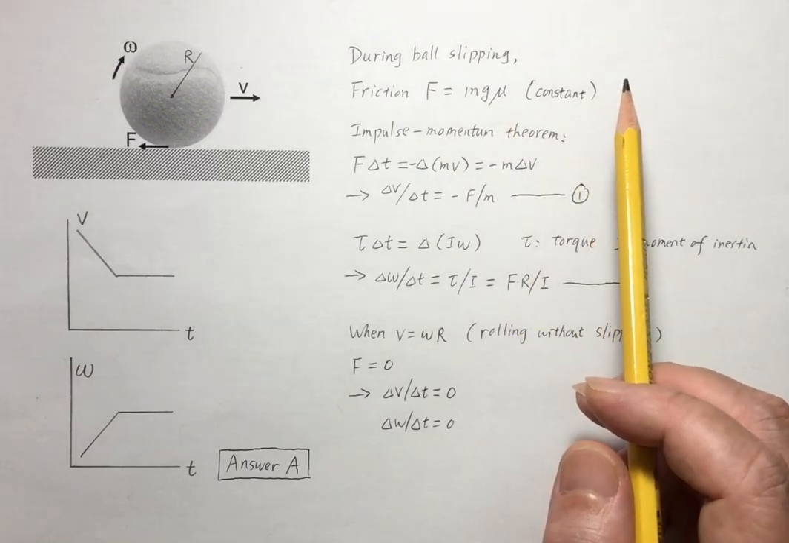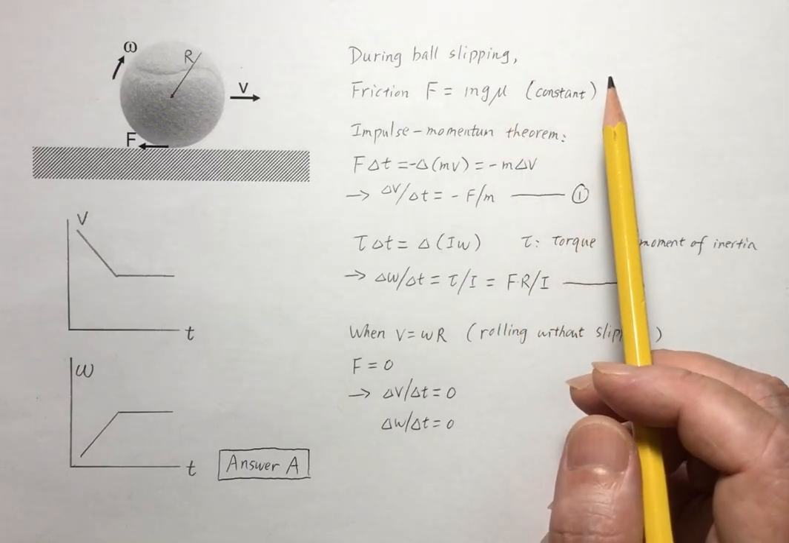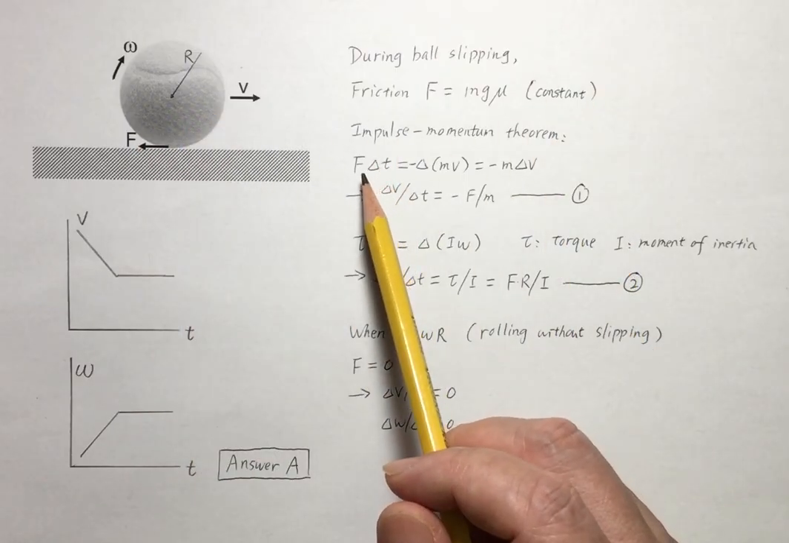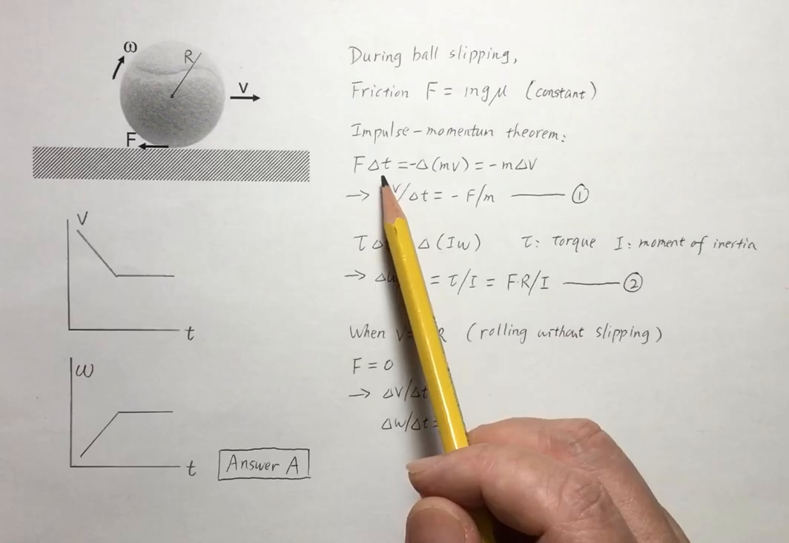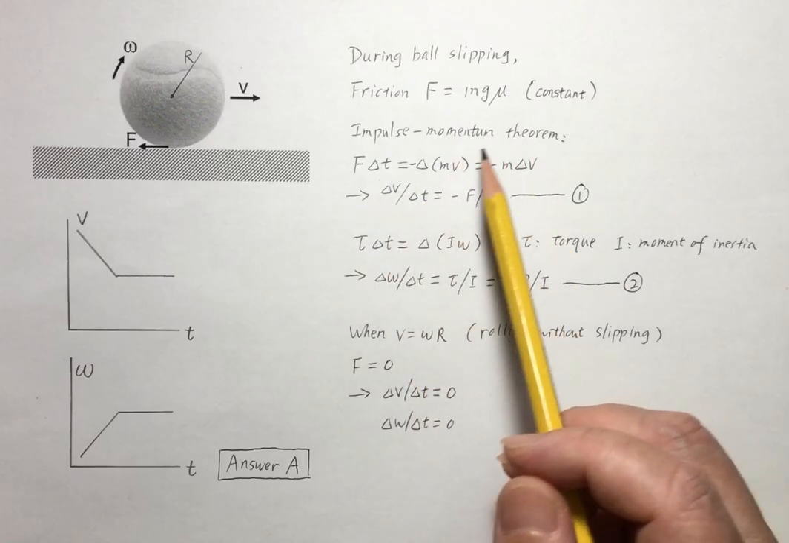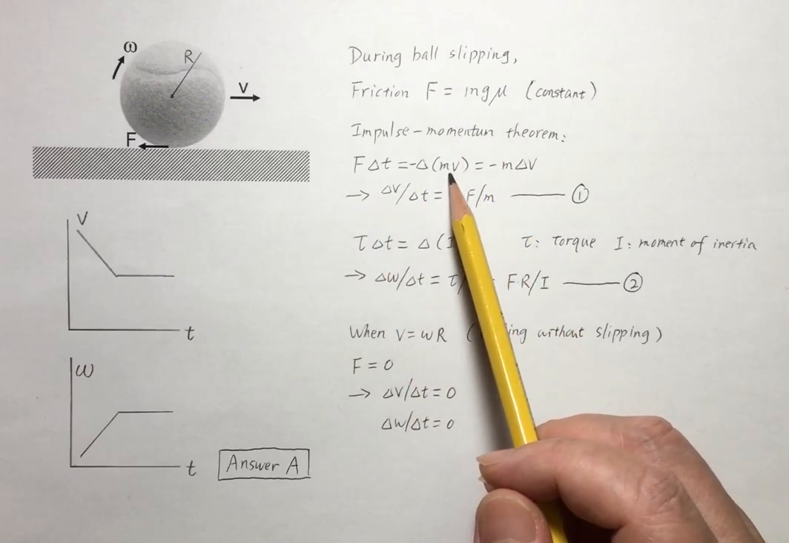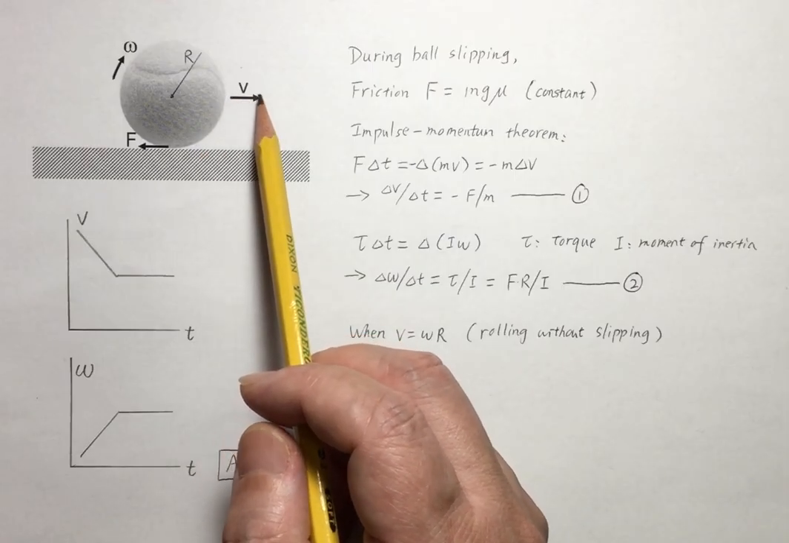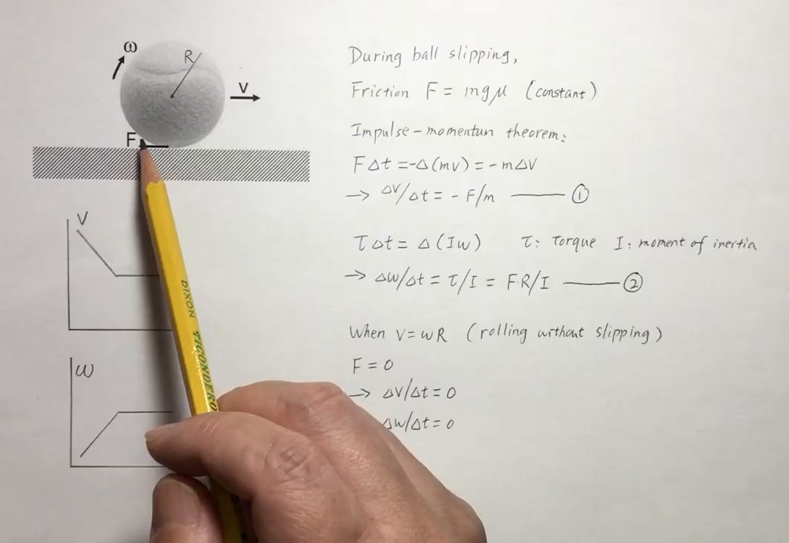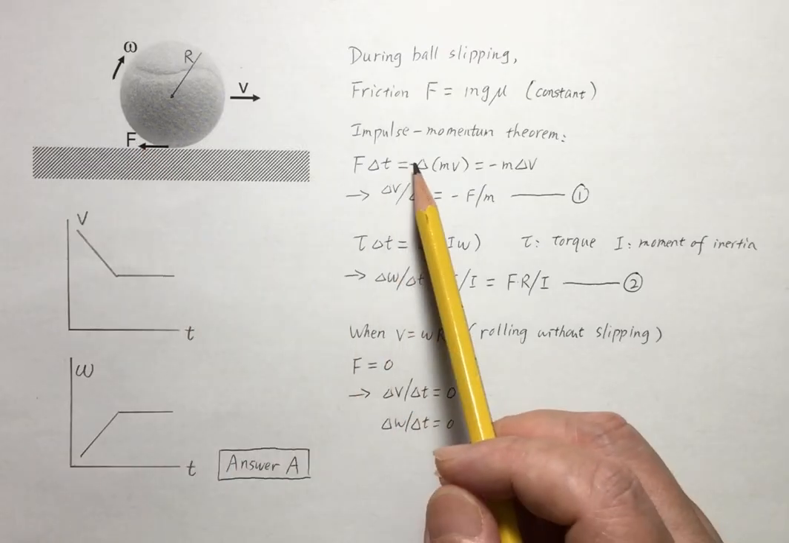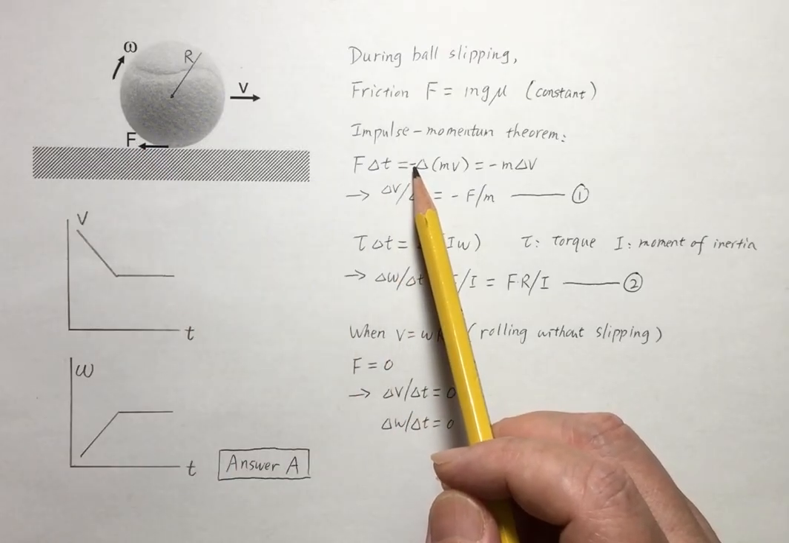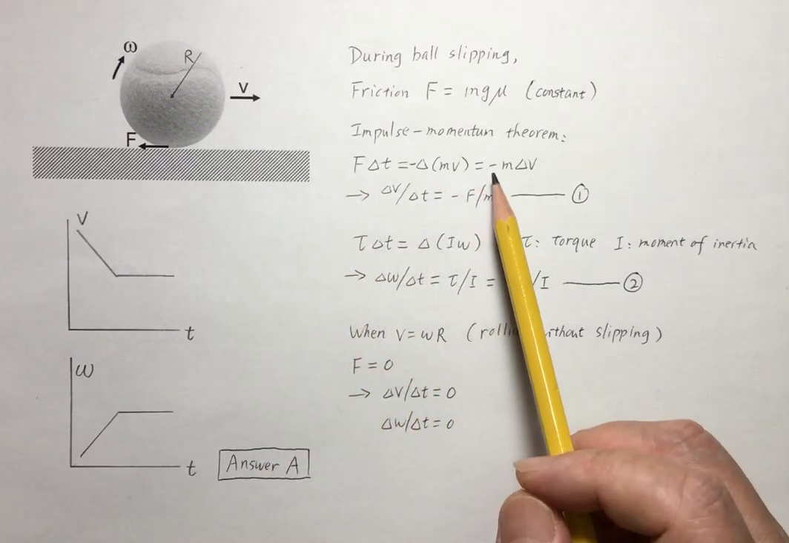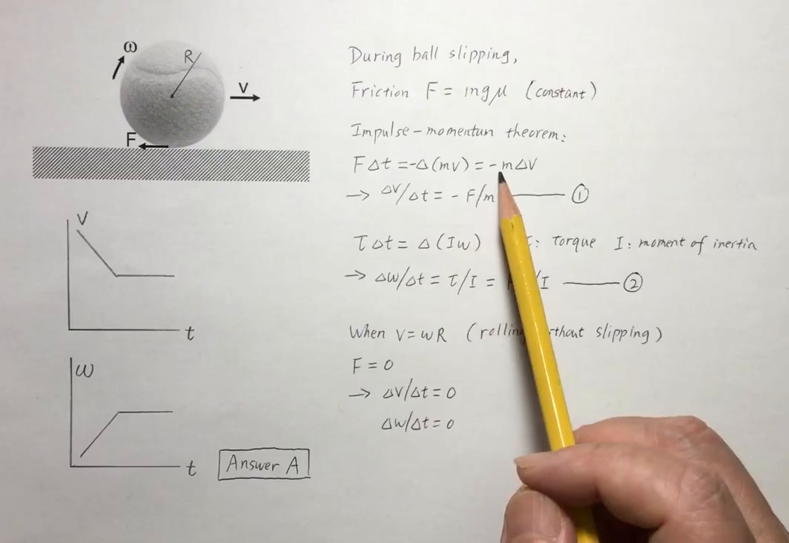So now let's apply the impulse-momentum theorem here for the force. The force impulse F delta t equals the momentum change of the ball, which is m delta v. Because mv is pointing right and F is pointing the opposite direction, we put a minus here. That means this force will reduce the momentum of the ball. So this becomes minus m delta v.